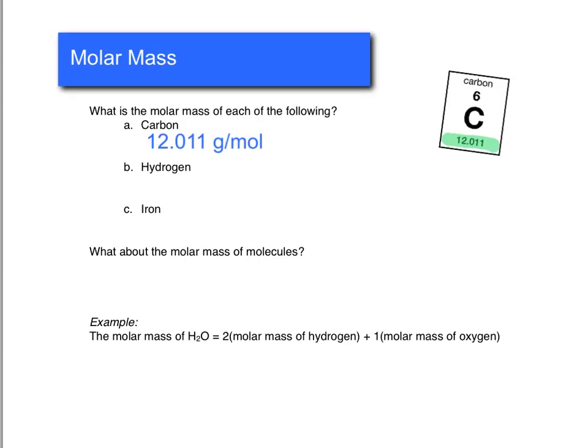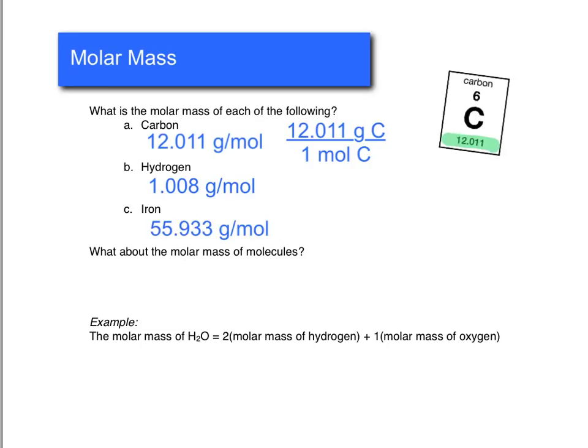All right, so we can use this as a conversion factor also. So we could also write it as 12.011 grams of carbon over 1 mole of carbon. All right, and we're going to use these conversion factors later on in this lesson. So if we do the same thing for hydrogen, if you look at your periodic table, hydrogen is 1.008, and that's going to be grams per mole for the molar mass. Iron is also on your periodic table. It's 55.933 grams per mole. Okay?